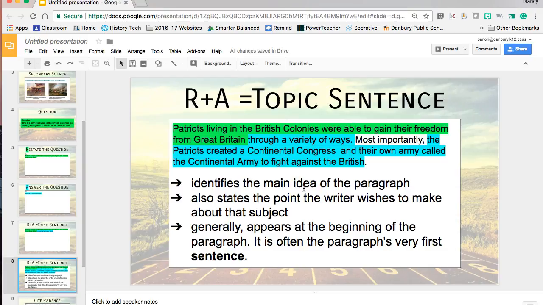What I would like you to do right now is to turn this off, and I'd like you to go into your response or your paragraph and see if you have the R and the A, the topic sentence, at the beginning of your paragraph, because they do appear at the beginning 9 times out of 10, the very first sentence, and I want you guys to have it as the first sentence so that when the reader reads it, they understand what your paragraph is going to be all about. So do that now.